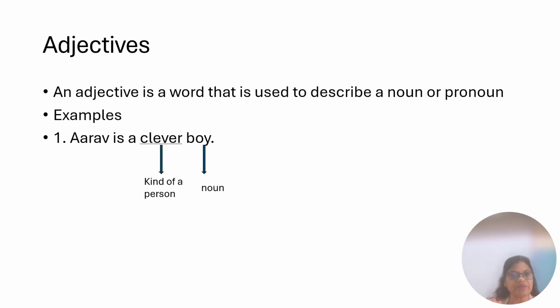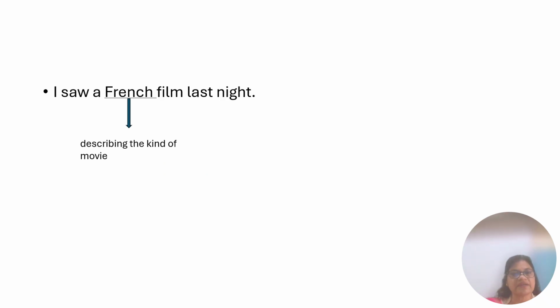Now look at this example. Arav is a clever boy. Here clever is a word which describes the kind of a person, means how Arav behaves. What kind of a person is Arav? And here boy is a noun describing a boy. Let's see another example. I saw a French film last night. Here French is a word which is describing the kind of movie.